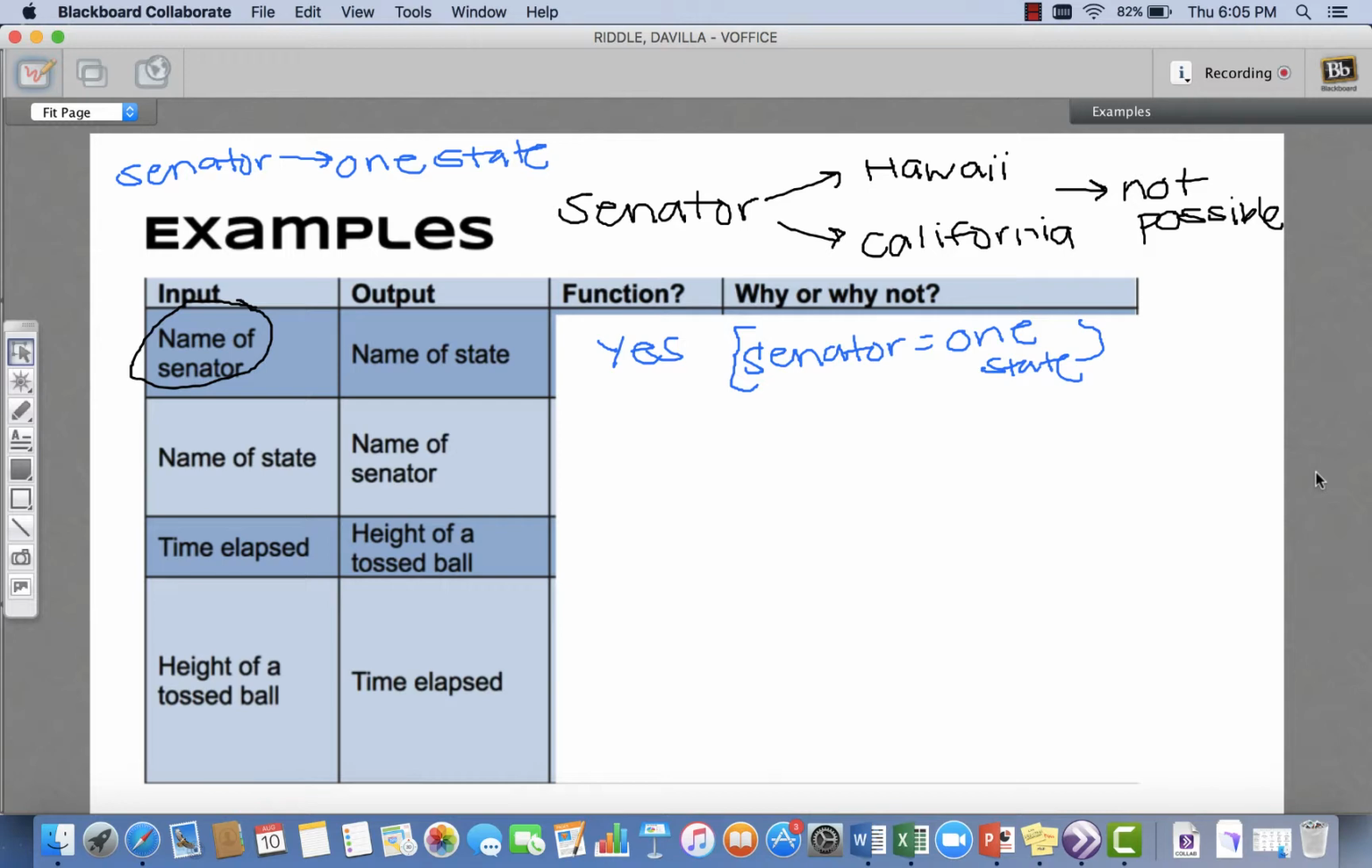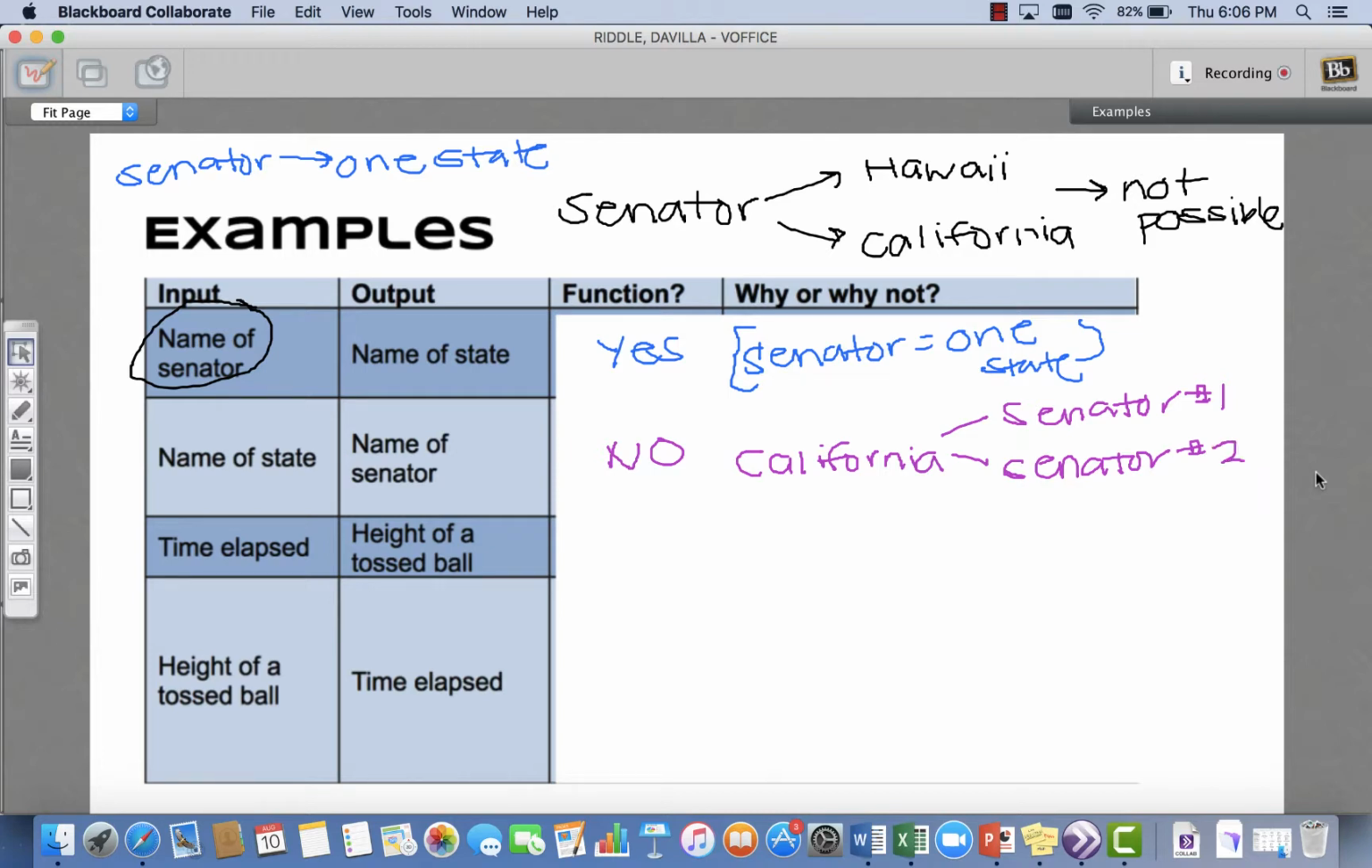Very close. So this is actually the opposite. No, this is not a function. The reason why is because let's say California. Okay, I'm not sure who the senators are, but California can have multiple senators. Senator number one, and so on. I'm not even sure how many senators they have, but I know for Hawaii we have about two senators. I think all of them have two senators, right? I don't know. I'm not very political.